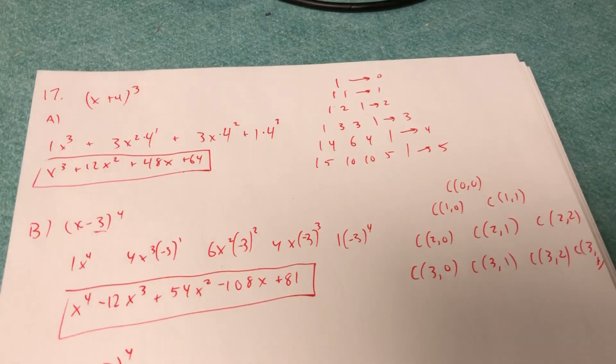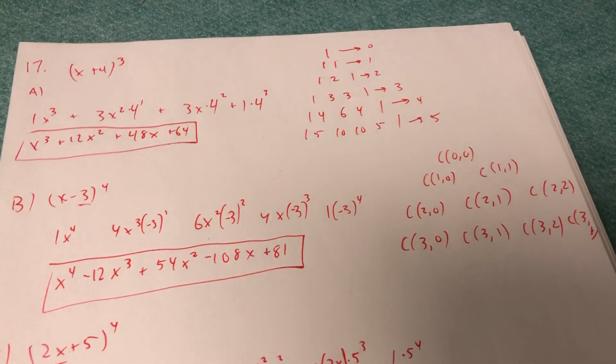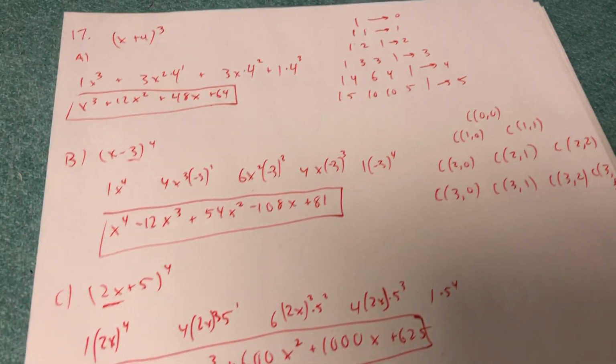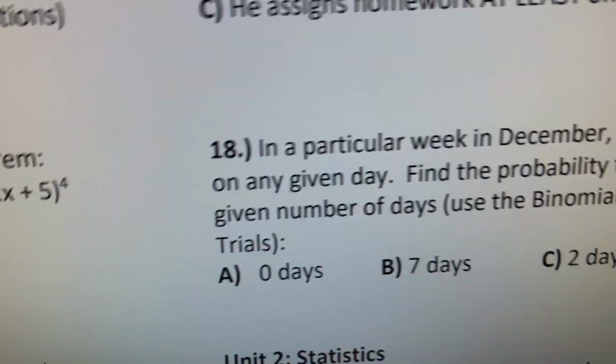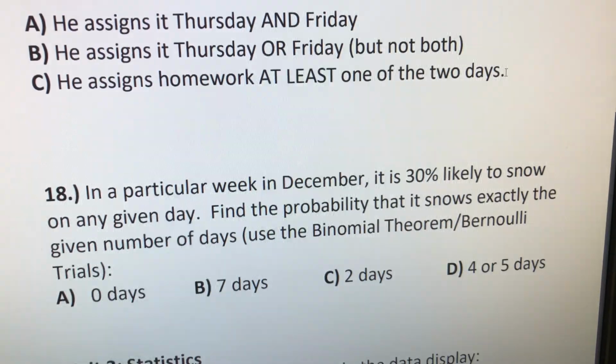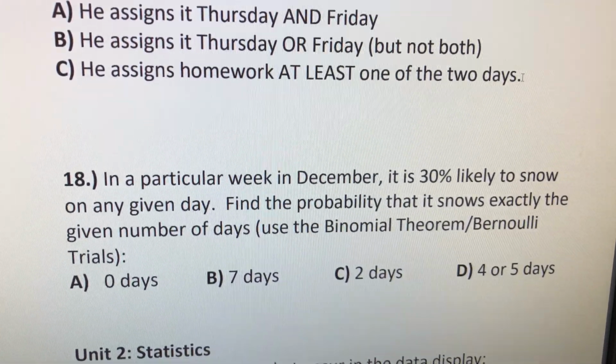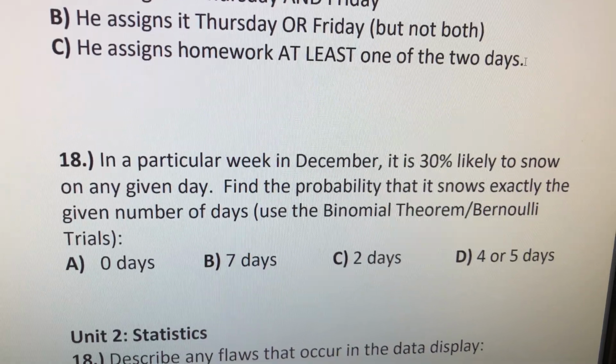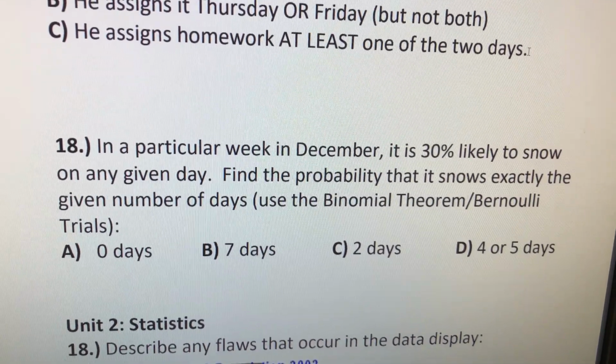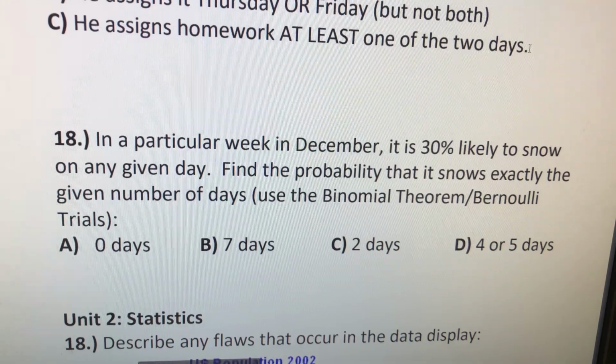So what I'm going to show you is going to be the equivalent of this, but I'm going to use the combinations to do it, and I'm going to do it with probability instead. So 18 says, in a particular week in December, it's 30% likely to snow on any given day. Find the probability that it snows exactly the given number of days. And again, this is based off the binomial theorem. The process is usually referred to as Bernoulli trials.